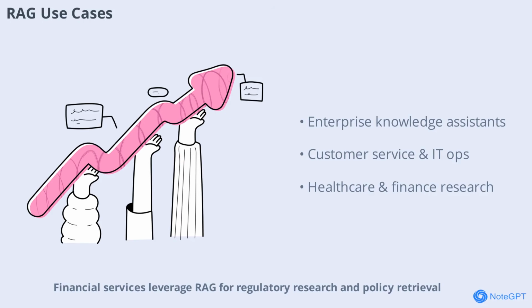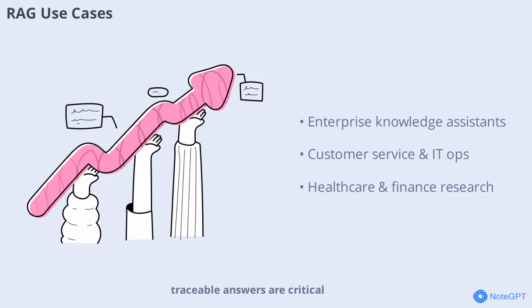Financial services leverage RAG for regulatory research and policy retrieval. Even software engineering and sales teams use RAG for code search, proposal assistance, and competitive intelligence. Its flexibility makes it ideal for any domain where up-to-date, traceable answers are critical.